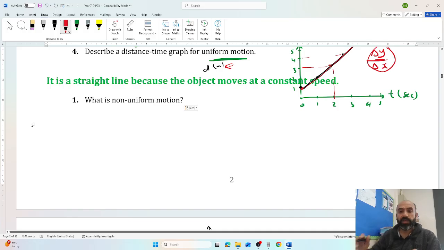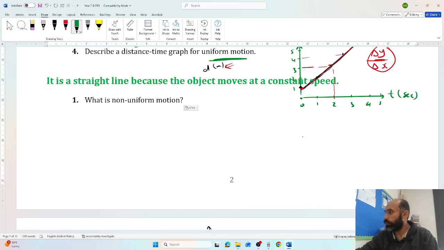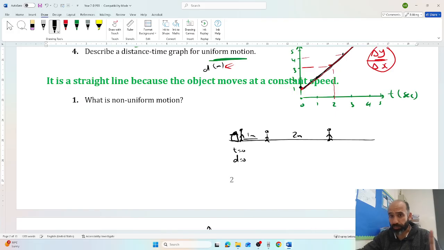Okay, what's meant by non-uniform motion? Non-uniform motion means that you have an object which is not covering the same distance at the same period of time. For example, if this is the reference point and you were just standing beside it, so at time equals 0, the distance between you and this reference point is just 0. After 1 second, you moved 1 meter. After another 1 second, you covered extra 2 meters.